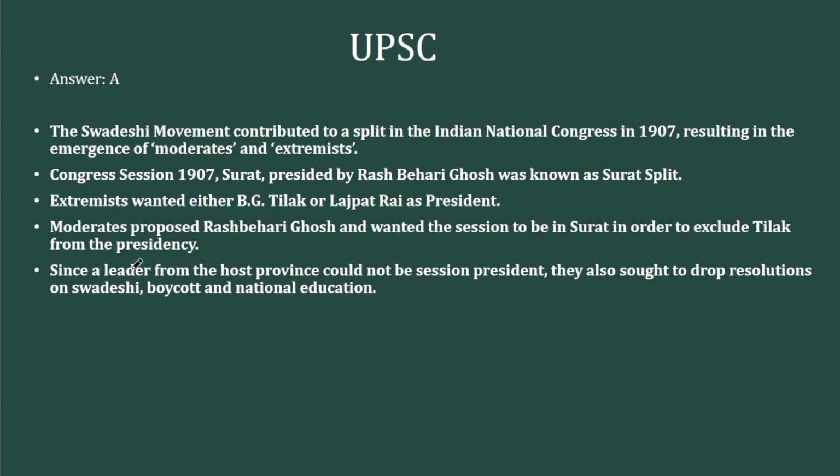And the Surat split, the context of it is that the momentum was building over a period of time, and the immediate cause was the Surat session. In the Surat session of 1907, the extremists wanted either Bal Gangadhar Tilak or Lajpat Rai as the president. But it was presided over by Rash Behari Ghosh. And as a result, the extremists lost their trust and this split happened.